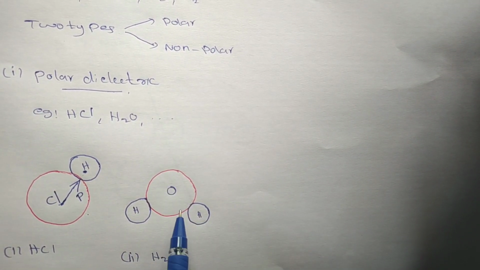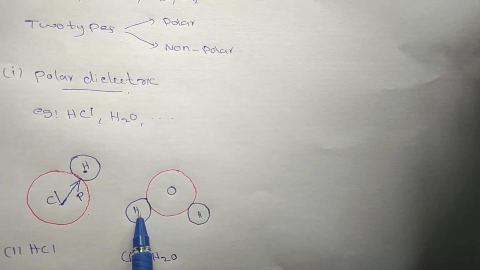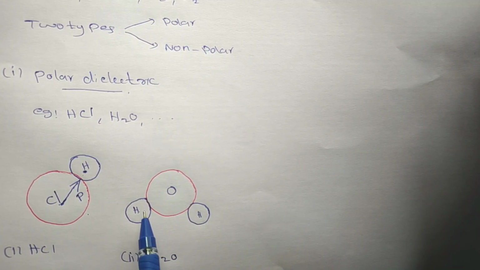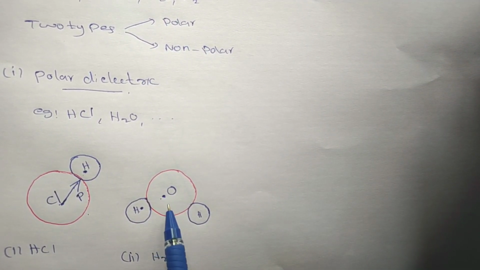In the oxygen, what is the atomic number? 8. And the center of the oxygen has 8 protons. The hydrogen has only 1 proton and 1 electron. So you can see that the oxygen nucleus, with 8 protons, will try to attract this one more electron. So this hydrogen partially loses its 1 electron. So this hydrogen gets a positive charge and this oxygen gets a negative charge.